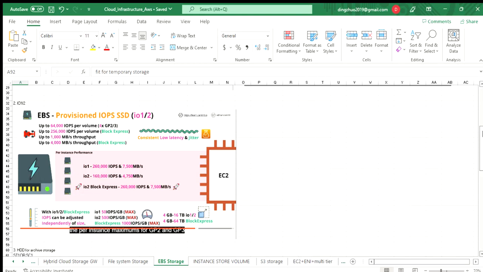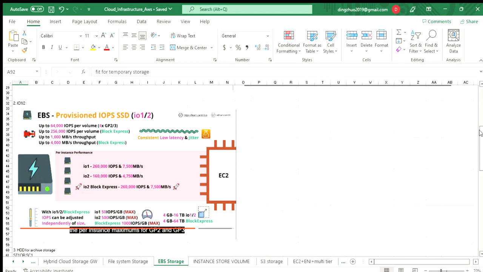For IO2, it can support 256,000 IOPS per volume by enabling Block Express. It can also support up to 1 GB per second throughput. By enabling Block Express, it can support up to 4 GB per second throughput. And the good thing is, it is consistent, with low latency and jitter.